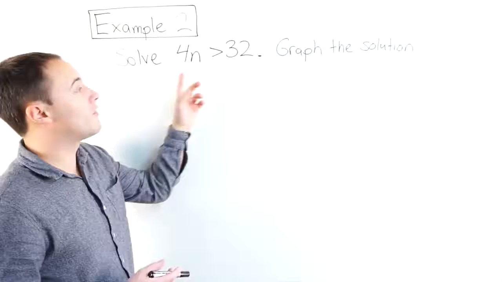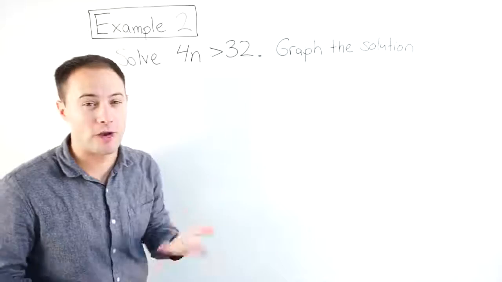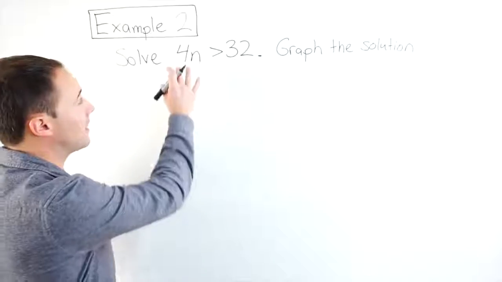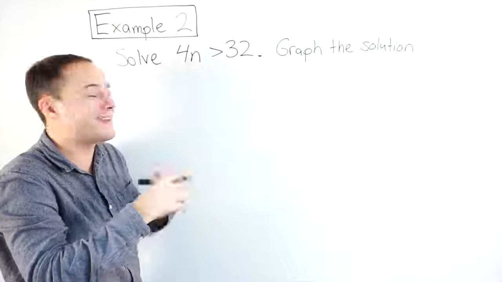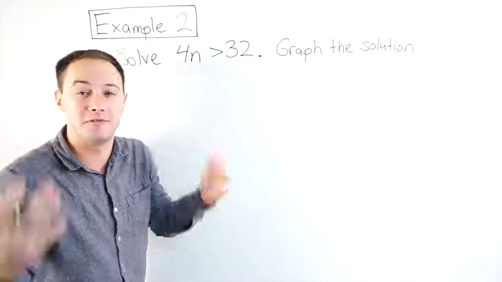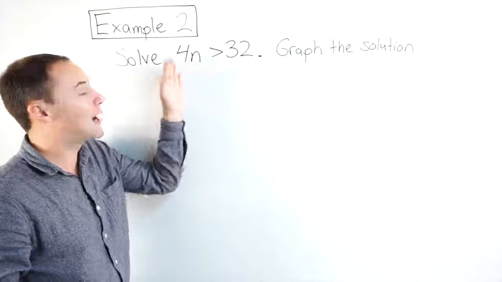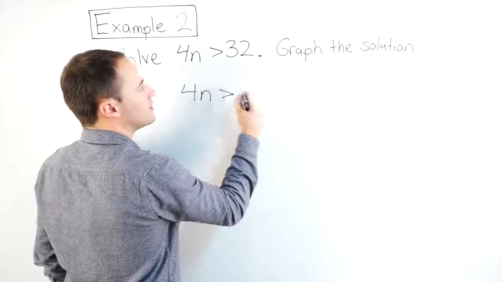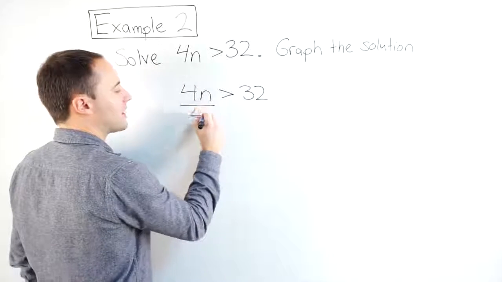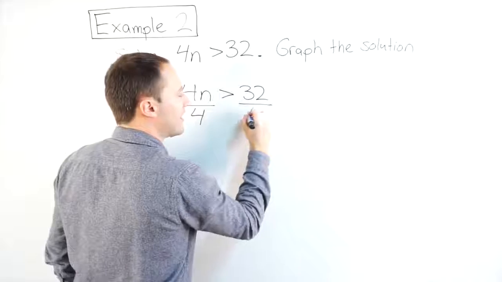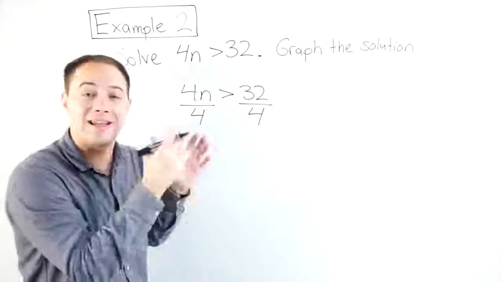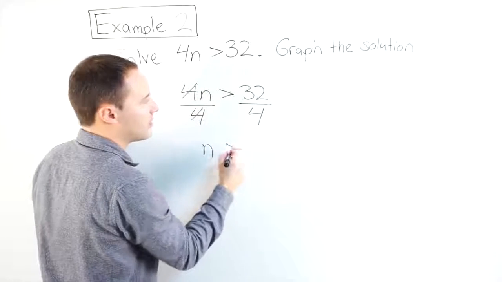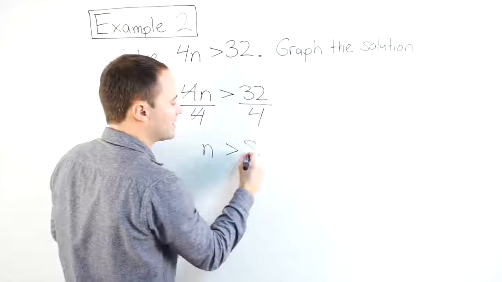Okay, example 2. Solve 4n is greater than 32 and then graph the solution. So same thing. I'm trying to get the variable alone. I notice n is being multiplied by 4, so the inverse operation of multiplication is division. Dividing by 4 will undo that multiplication, and then I do the same thing here. So 4n is greater than 32. I'm going to divide this side by 4, which means I'm also going to divide that side by 4 to make sure the inequality stays true. Those get canceled out, and I get n is greater than 32 divided by 4, which is 8.